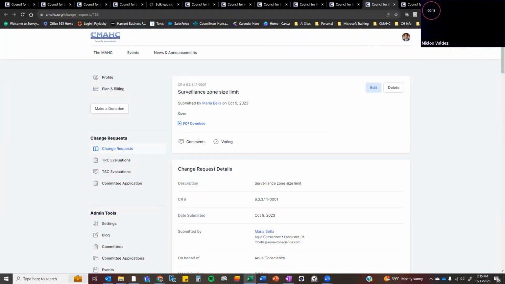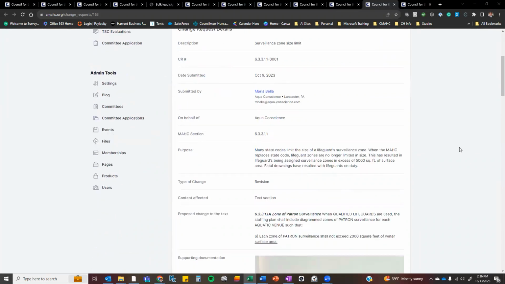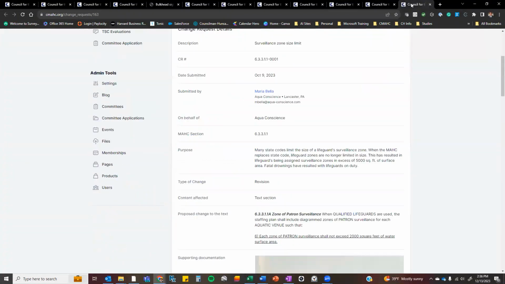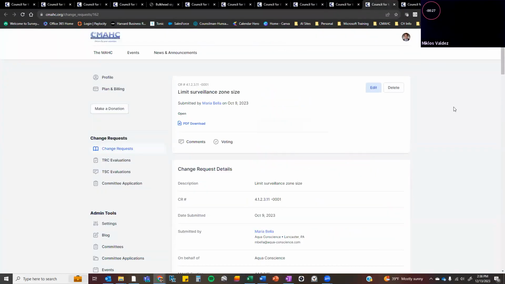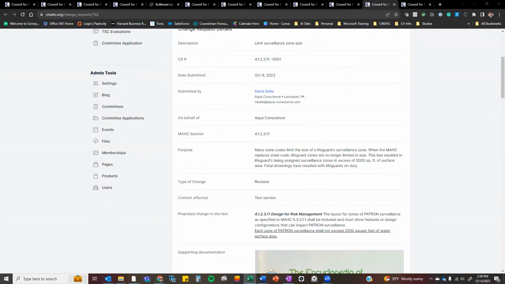Next one. Want to do the other grouping there? So I have 4.1.2.3.1.1 and 6.3.3.1.1-01. They're kind of very similar. Yep. Okay. Do you want to look at 4.1.2.3.1.1 first? Yep. Okay.